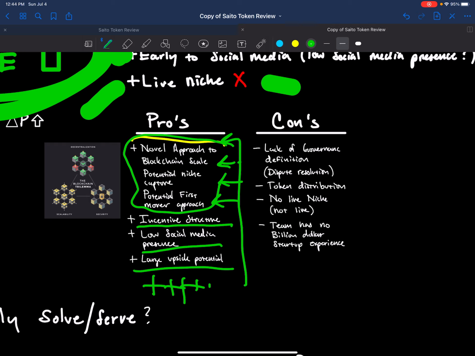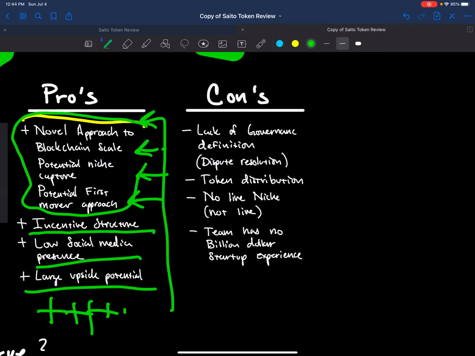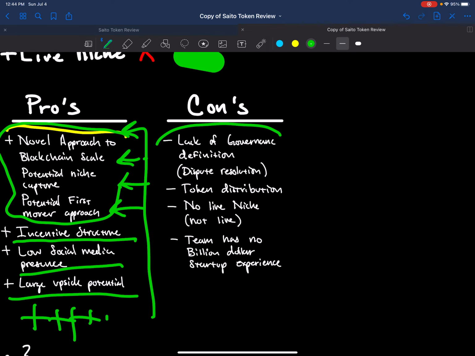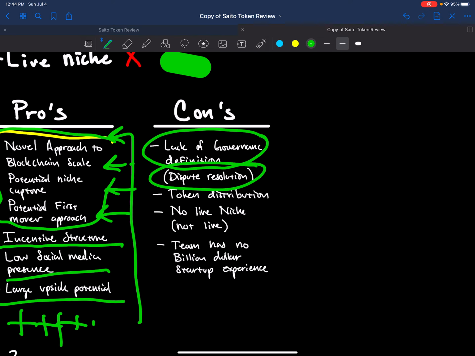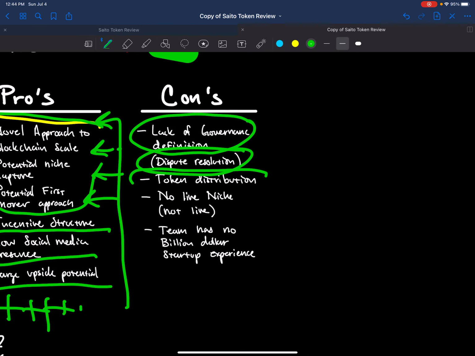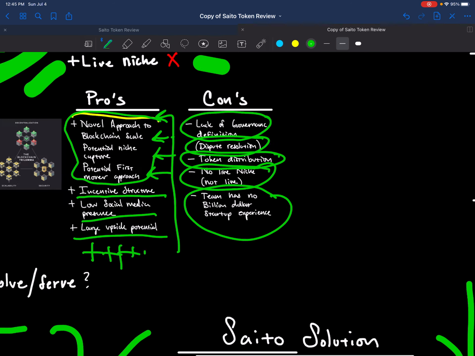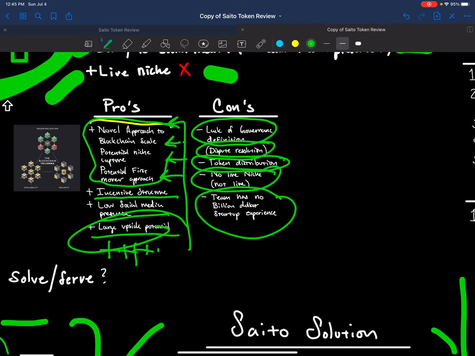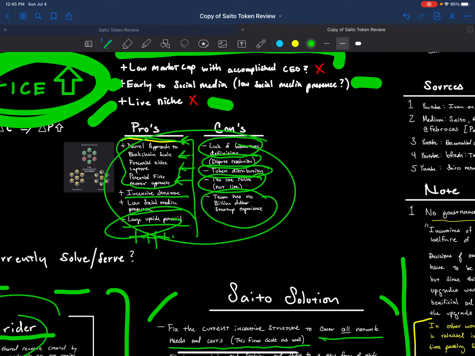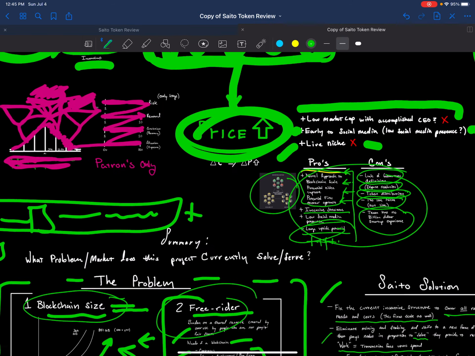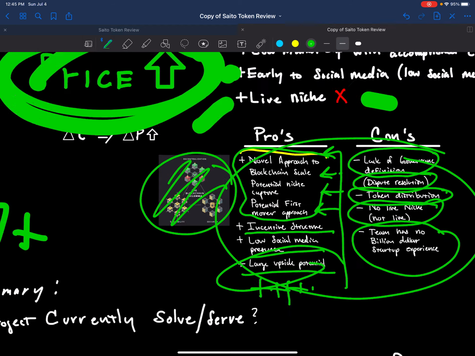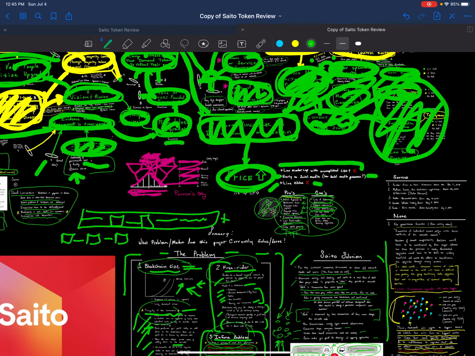This project is high risk because you don't know how good they are at creating a billion-dollar startup, a multi-billion-dollar startup. How good are they at business, right? They could be all the technical aspects you want, but they need to also have good business sense, and we'll see. That's one of the risks. So lack of governance definition is one of the risks as well. So dispute resolution, these are the cons. Token distribution is not good. No live niche, and the team has never made a $1 billion startup. But once again, there is large upside potential. So these are the pros and the cons, the way I see it. And this blockchain solves the blockchain trilemma, which I never believed was a thing either. As the founder said, I knew that that would be solved eventually.